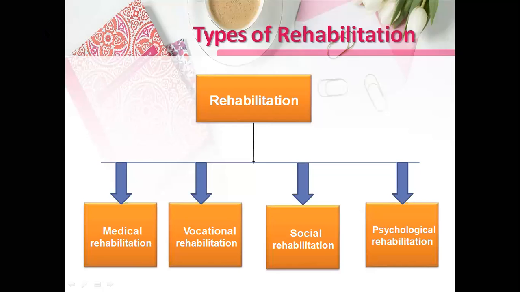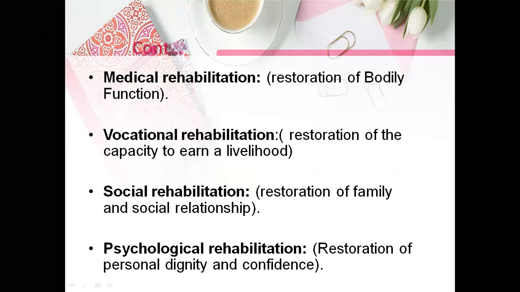Okay, so all these things come under rehabilitation. Whenever we say rehabilitation, you have to remember these four types. We have medical rehabilitation, also called the restoration of bodily function. Like the example I gave, if an individual has lost their limbs, we can give them artificial limbs, and with the help of that they'll be able to perform some activities. It might not be 100% perfect, but it is better than having nothing.